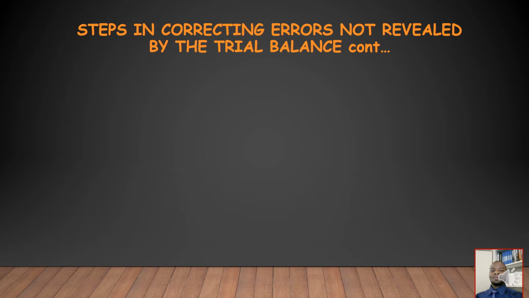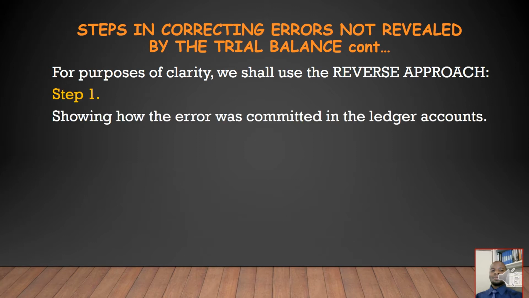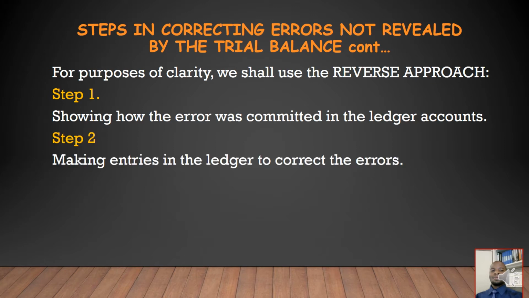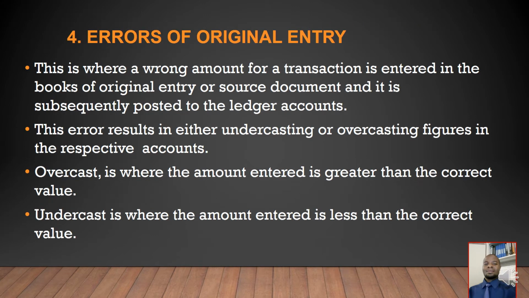What are the steps that we're going to follow in correcting errors not revealed by the trial balance? This is just a reminder again. For purposes of clarity, we shall use the reverse approach. Step 1, we shall show how the error was committed in the ledger account. Step 2, we shall make entries in the ledger to correct the errors. And step 3, we shall show the correcting entries in the journal, which we call journalizing. So let's now continue with the errors.